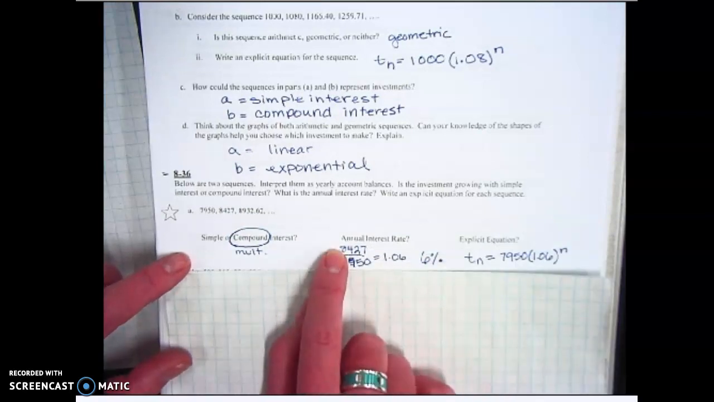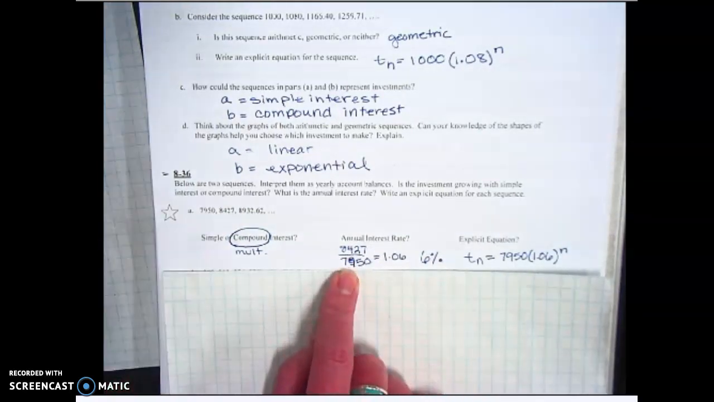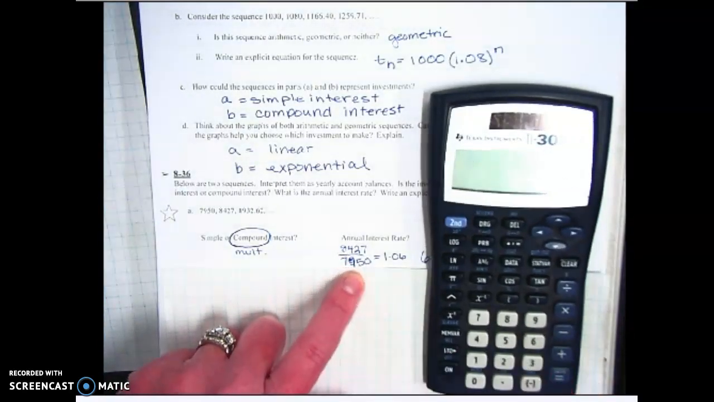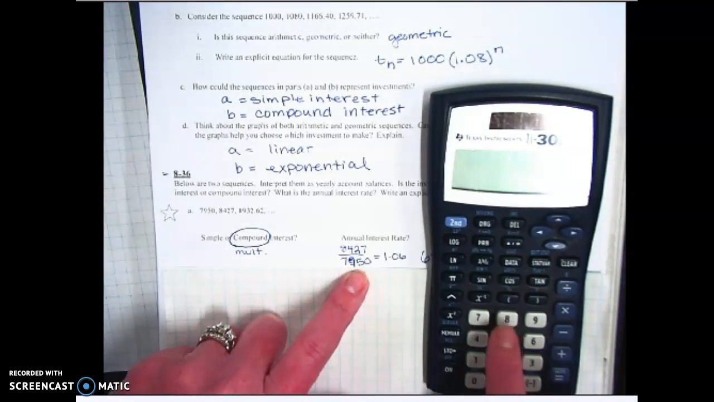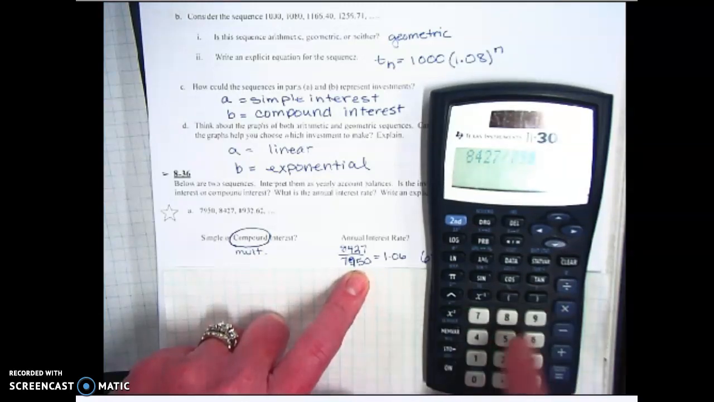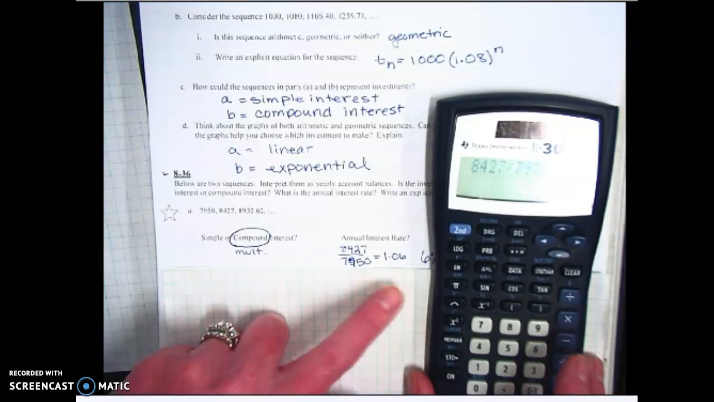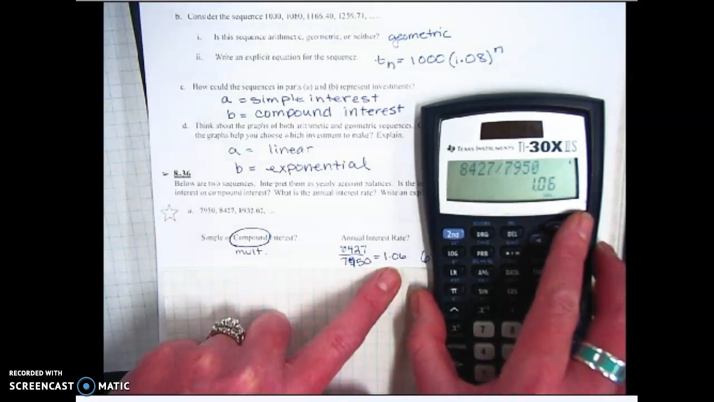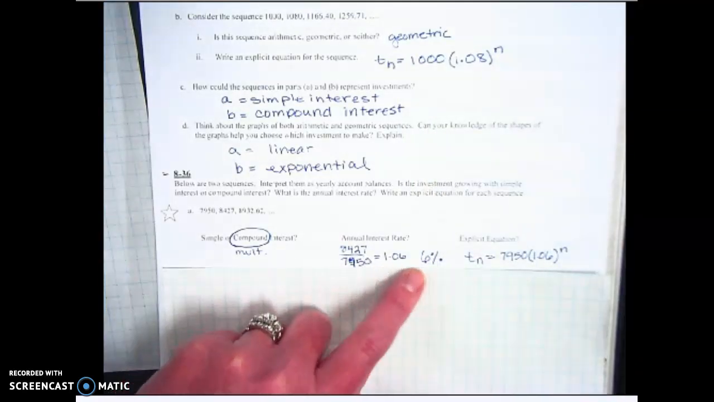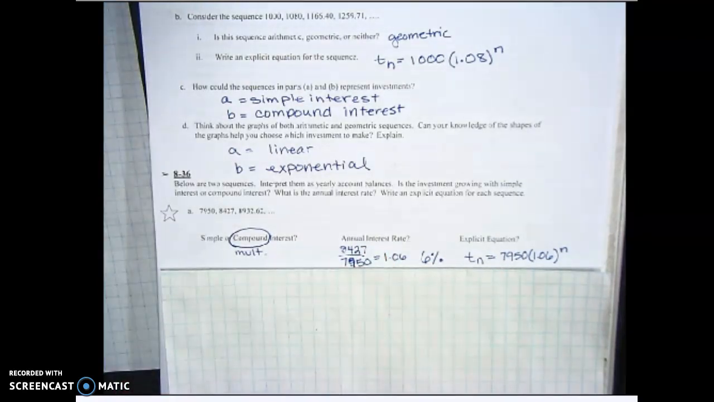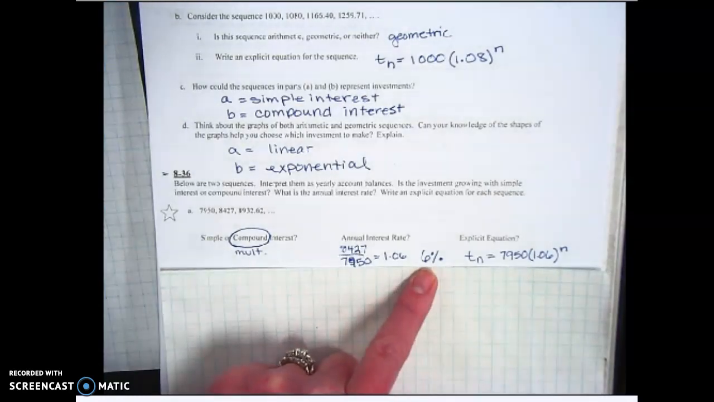So you're going to take 8,427 and you're going to divide it by 7,950, and here's what it looks like on your calculator. 8,427 divided by 7,950, hit the equal sign, and it tells you 1.06. Which means what percent? It means 6%, because the 1 just is the original amount of money, okay? 6% is the extra, okay?